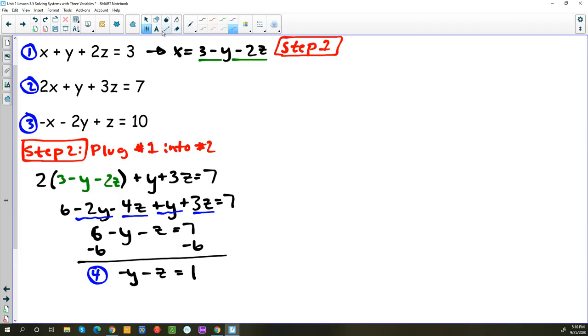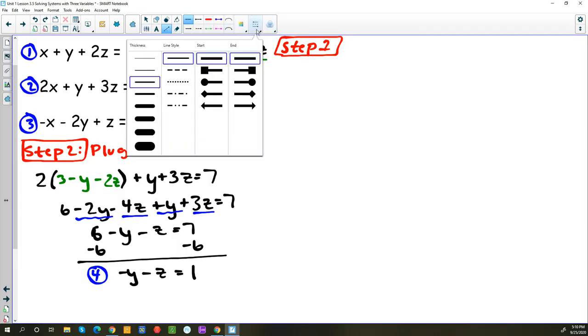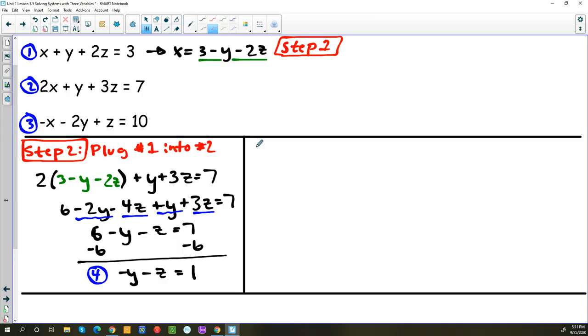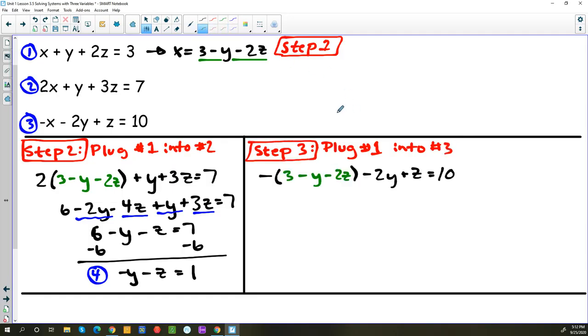So the next thing that we're going to do is work on step 3. Step 3 consists of a repeat idea of plugging number 1 in, but we want to now plug number 1 into number 3. So this is what it's going to look like when you plug in number 1 into number 3.